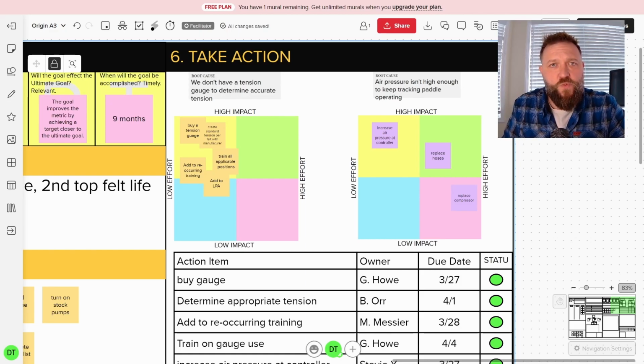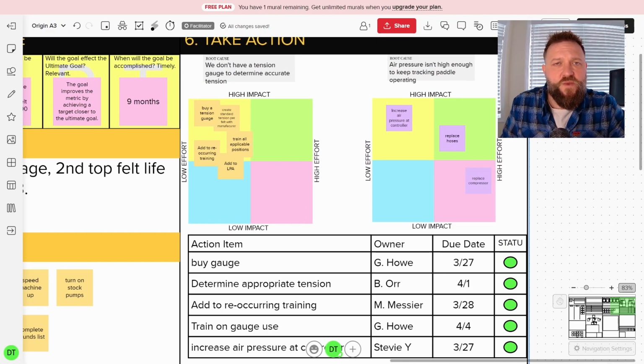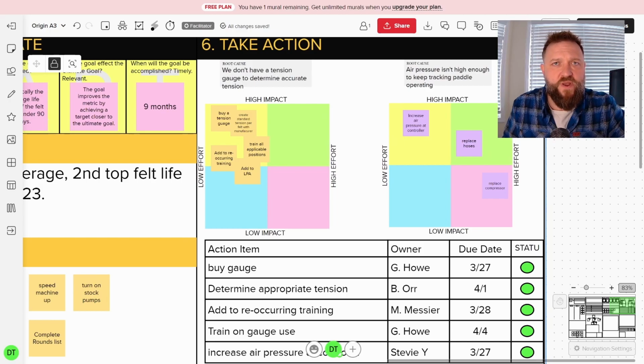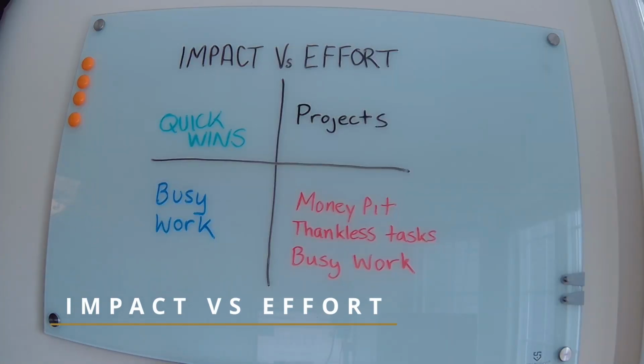Now, because we had two problems and two root causes, we're going to, at this point, begin strategizing how to eliminate those root causes. How are we going to make an impact on our gap? How are we going to reduce our gap? And this is where we want to start brainstorming those various ideas. And the best way I know how to do that is through an impact versus effort chart.